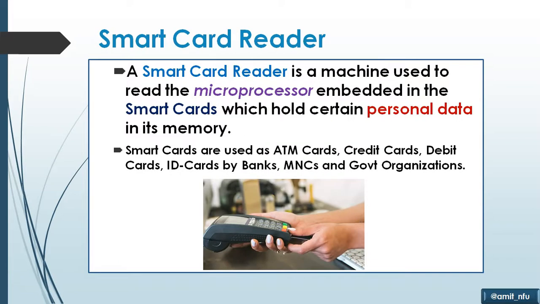Next is the smart card reader, and all of us have seen it everywhere in the market. It's also called a swipe machine. So smart card reader is a machine used to read the microprocessor embedded in our smart cards, which holds certain personal data in its memory, small memory in fact. Smart cards are used as ATM cards, like credit cards, debit cards, and ID cards by banks, multinational corporations, or government organizations for various purposes.